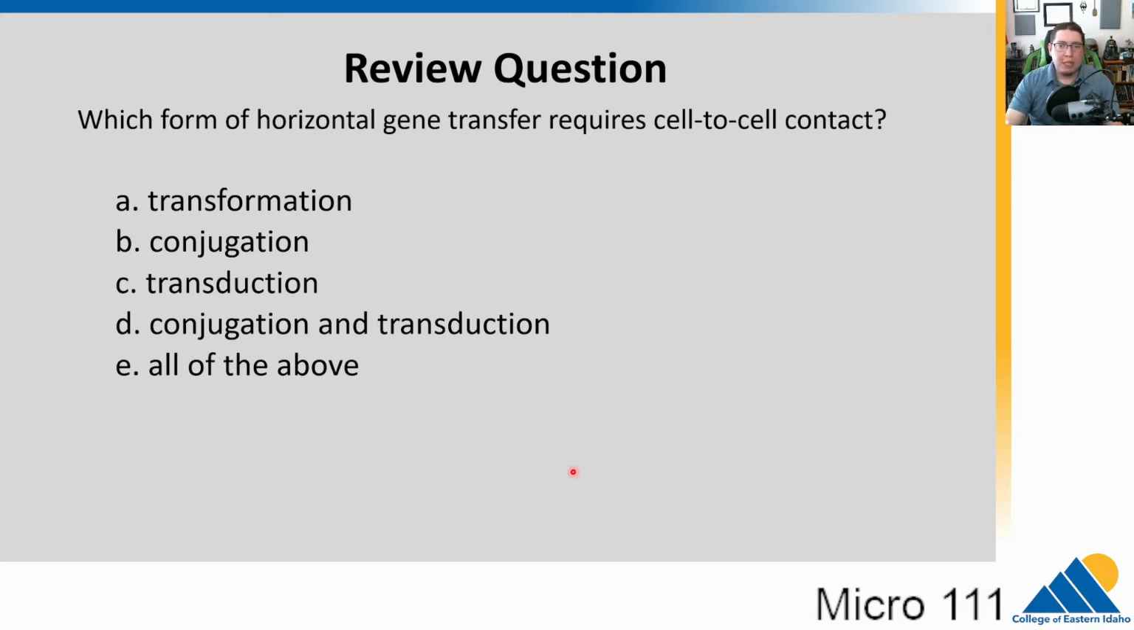All right, the key point here is cell-to-cell contact. The only mechanism we talked about is conjugation, which is that little pilus that connects the two bacteria, and then they can transfer genetic material from one to the other.